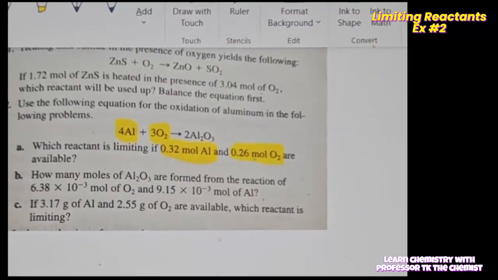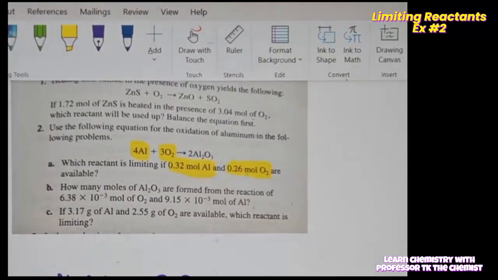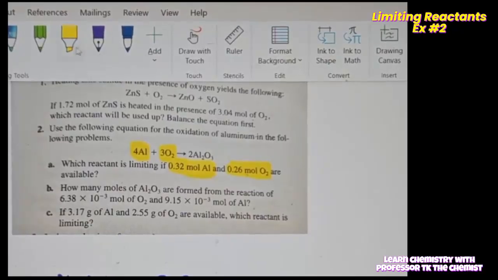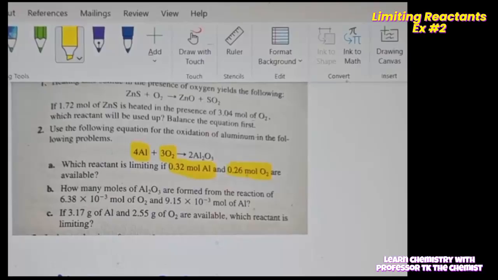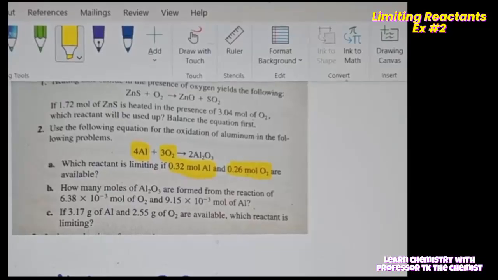Again, this one is easy. Just choose the smallest number of the two. That is your limiting reactant. If they give you this answer in moles, it is that simple. Now, if they give you the question in grams, all right, like in letter C, then you will have more steps to do, all right? But before we get to letter C, let's go ahead and do letter B now, okay? Letter B.